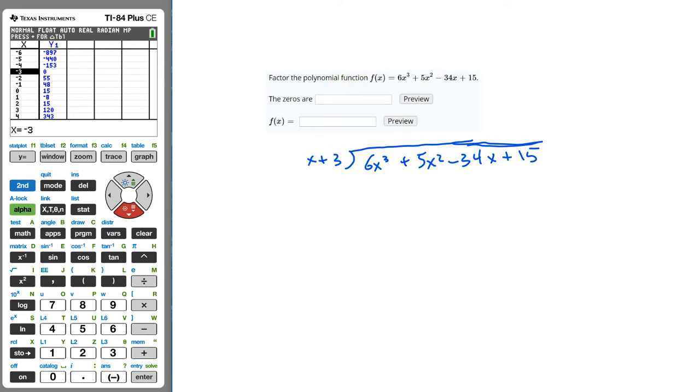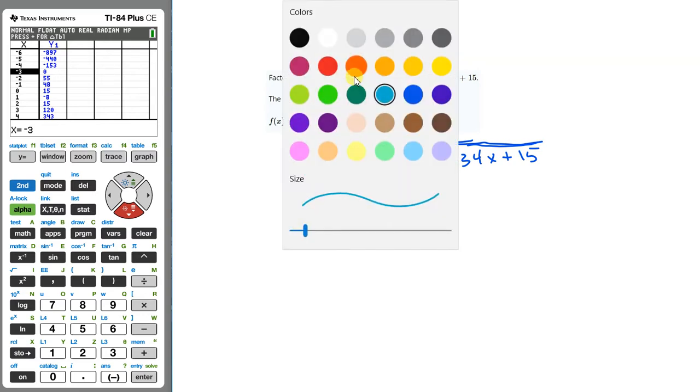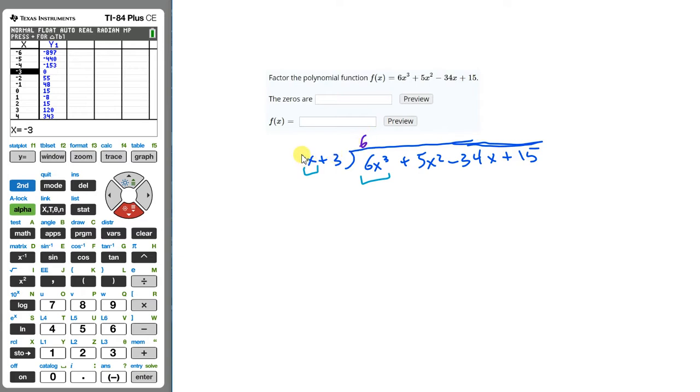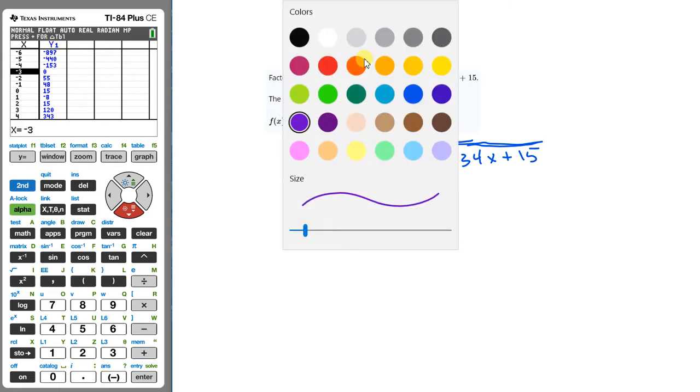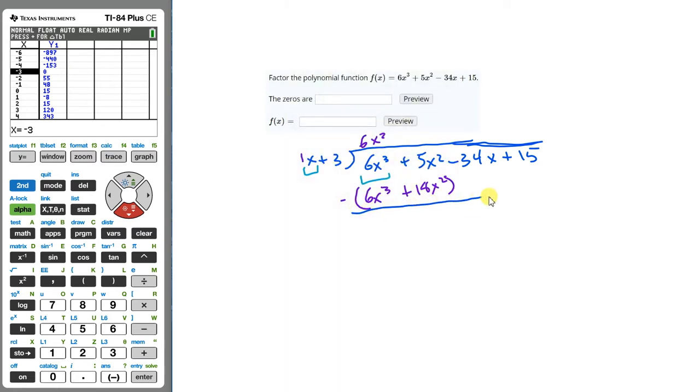Now, how do I make the first term on the outside look like the first term on the inside? I need a 6, because 6 times 1 is 6, and I need 2 more powers of x. So 6x squared gives me 6x cubed plus 18x squared. Subtract. What do we end up with? 6x cubed take away 6x cubed is gone. 5 of these guys, take away 18 of them, gives me negative 13 on those x squareds. Or you could, of course, change the signs and add. And then negative 34x plus 15.